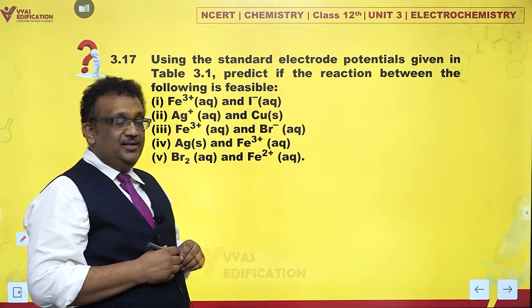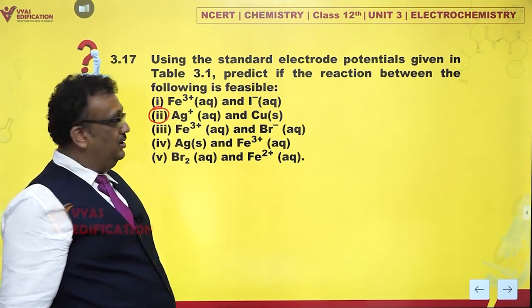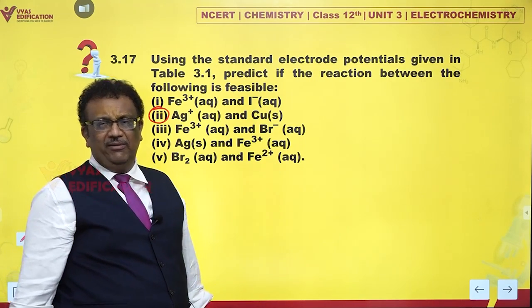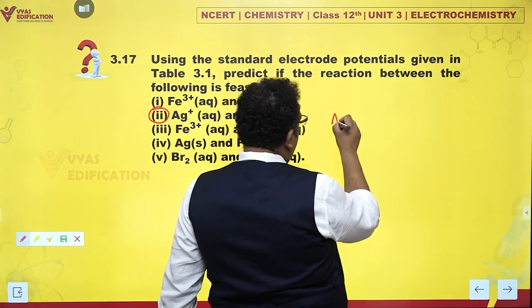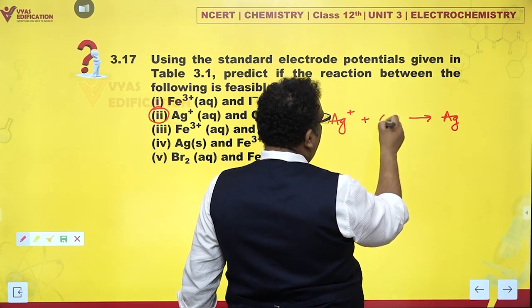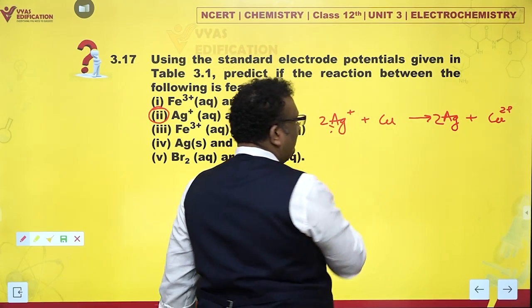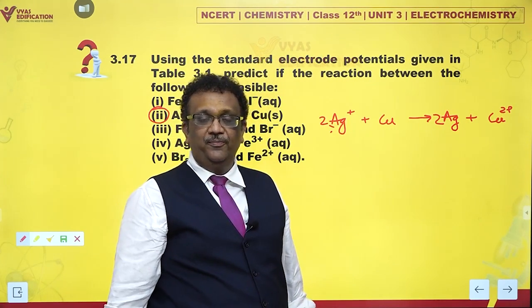Ag plus, the second part now. Ag plus aqueous and copper solid. How could they react? What would happen? Well, Ag plus would be reduced to Ag and copper would be oxidized to copper ions. Something like this.